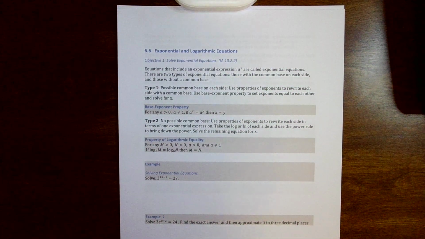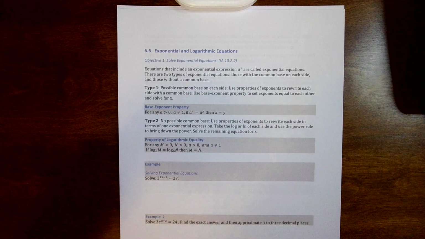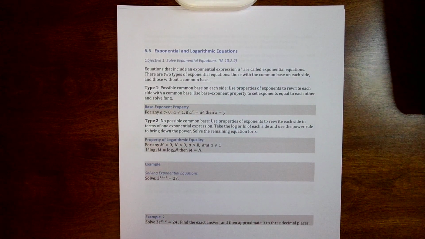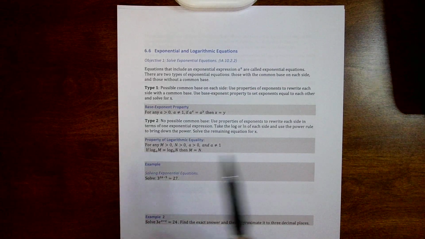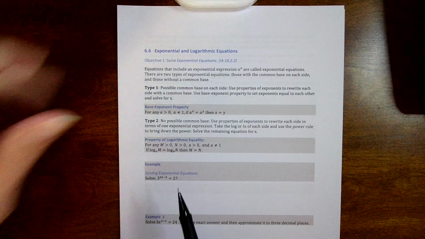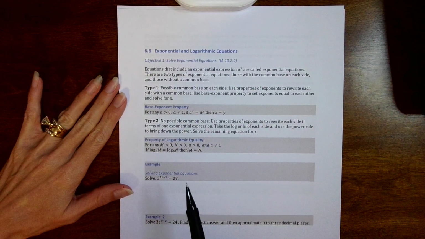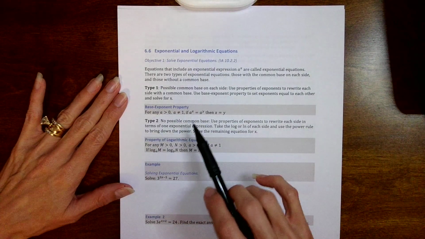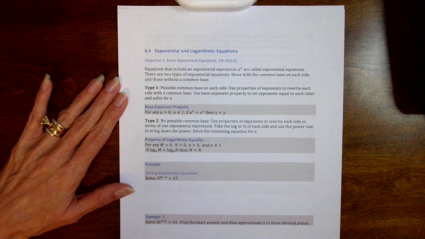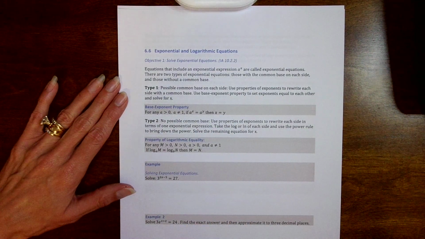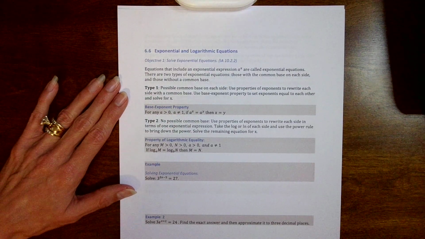Today we're going to talk about exponential and logarithmic equations. These are properties we've talked about before: for any a greater than 0 and not equal to 1, if a to the x equals a to the y, then x equals y. And for any m greater than 0 and n, and a greater than 0 and a not equal to 1, if log base a of m is equal to log base a of n, then m equals n.